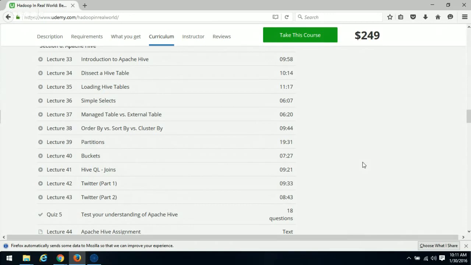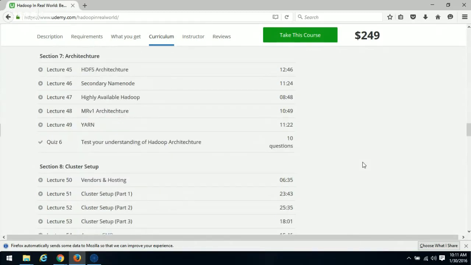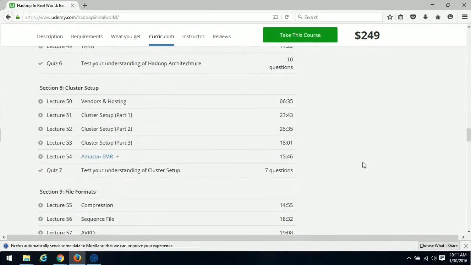For example, I'll give you an example. Where should cluster setup go? If you look at other courses, you would see that the cluster setup, or setting up a Hadoop cluster, is covered in probably the first or the second chapter. But if you look at our course, we don't talk about cluster setup until like section 8.